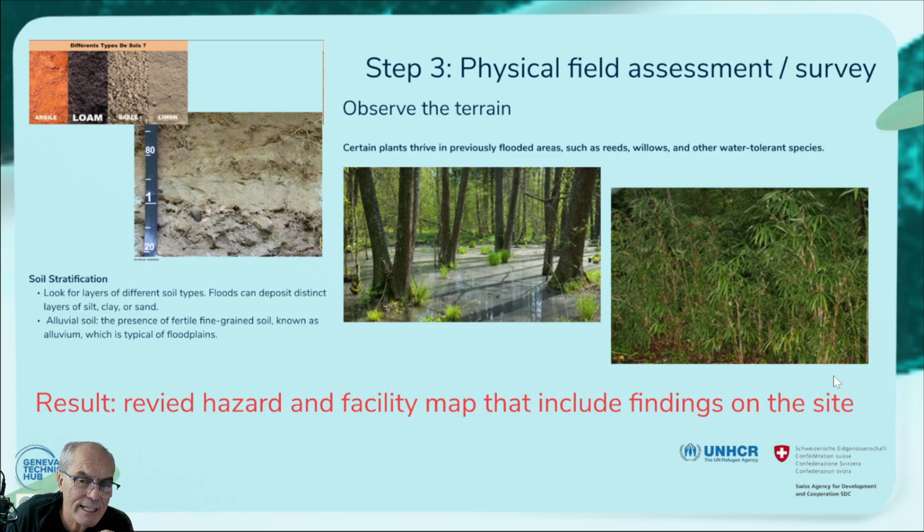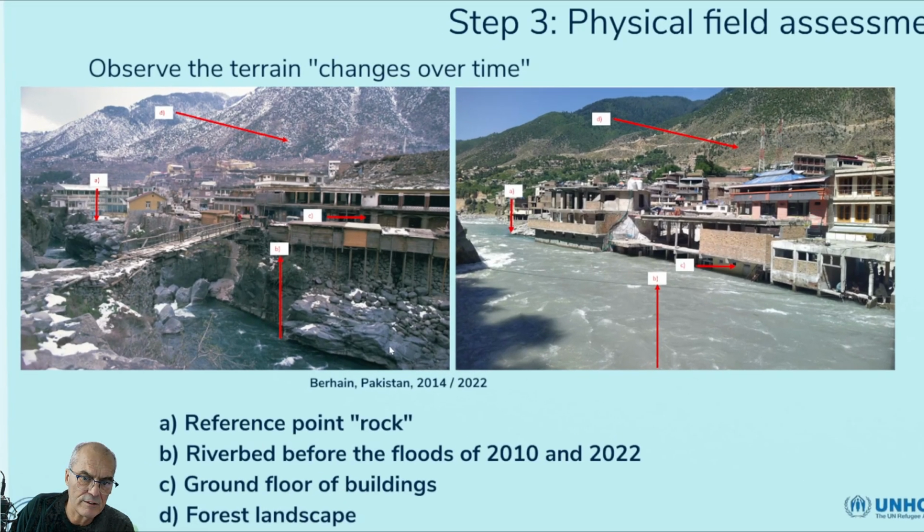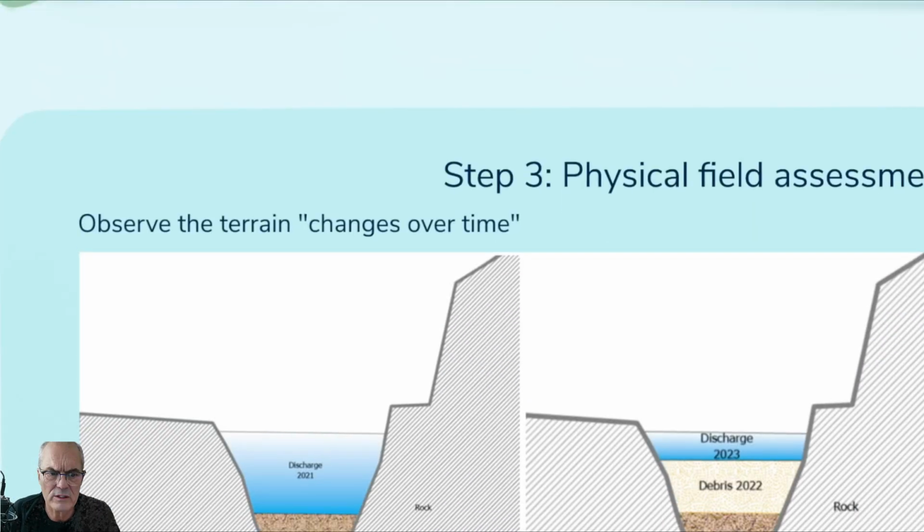And there is another issue that you have to consider when you read the terrain. I have an example. You see the picture on the left. It was Bahrain, Swat Valley, Pakistan, 2014. There was a huge riverbed and there was no flooding. And then in 2022, when we went there with SDC, the situation was as on the right. And you ask yourself, how come there is so much water? It's exactly the same place, 8 years after. What happened there?